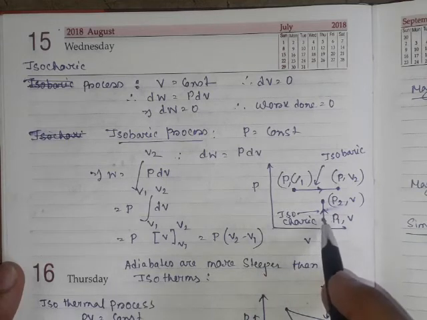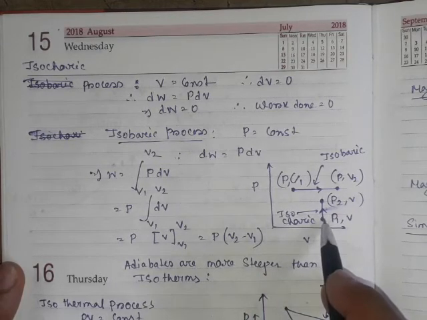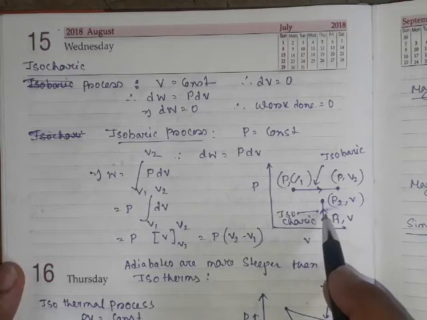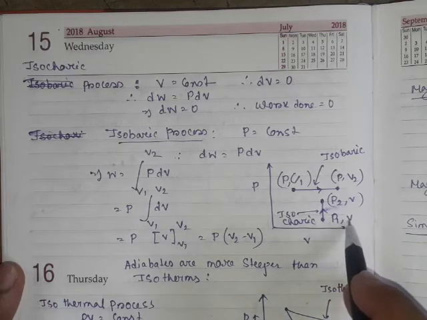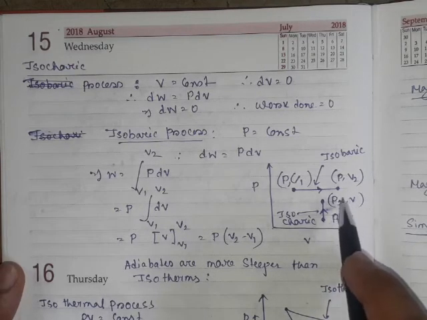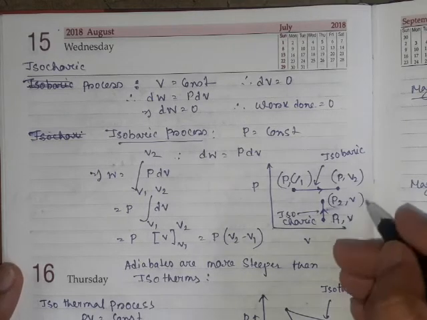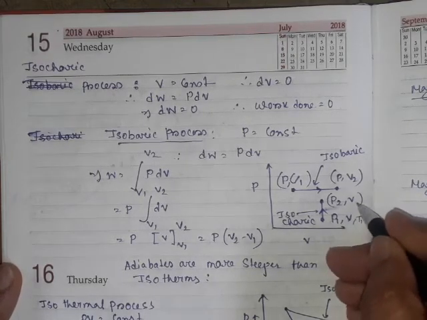Since volume remains constant but the system changes its pressure, it goes from P1, V to P2, V. The temperature can also change, from T1 to T2.